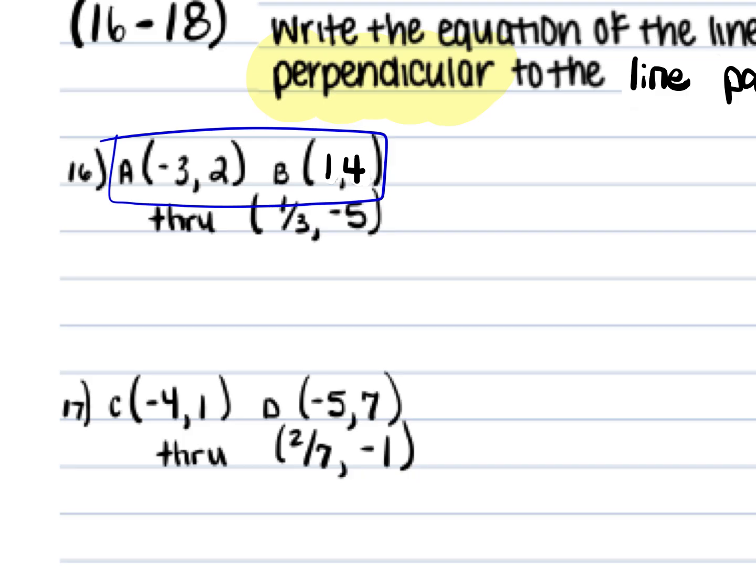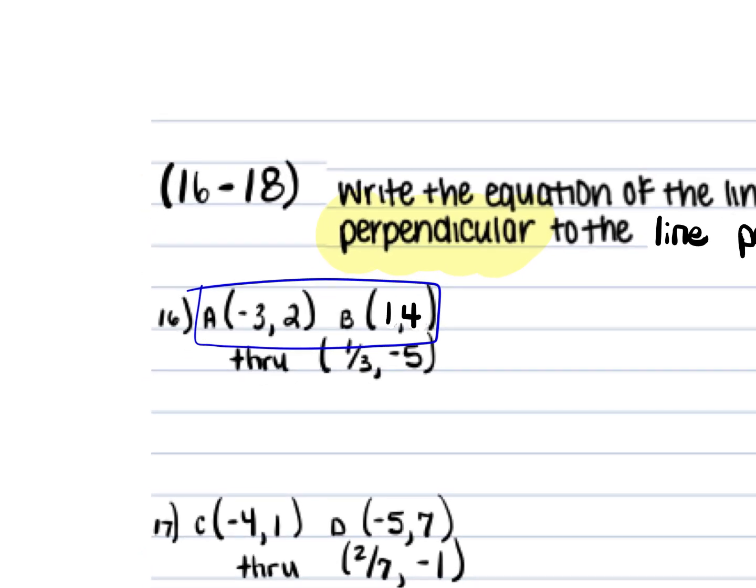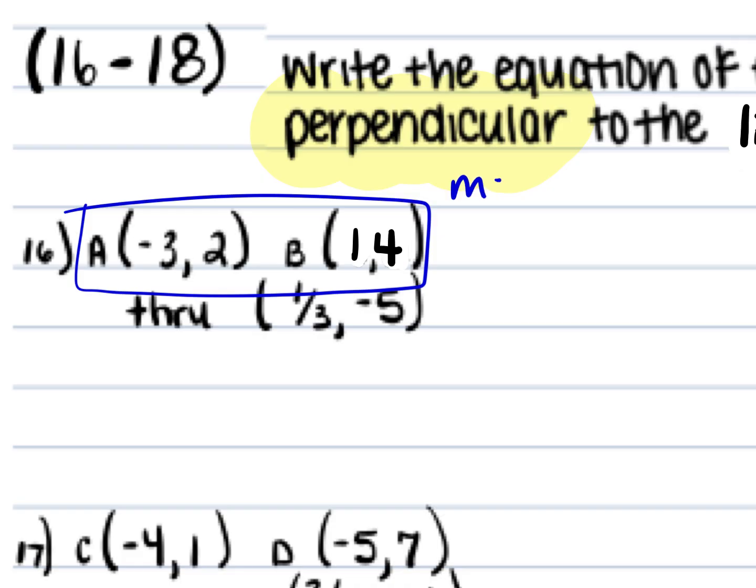What did we use the equation to find in the last question? The slope. So that's exactly what we're going to do first here. We want to use the 2 points to find the slope. So here we have to use our slope formula. Our slope formula is y2 minus y1 over x2 minus x1. So I have x1, y1, x2, y2. I'm going to label my points before I plug them in. So when I plug it in, I have 4 minus 2 over 1 minus negative 3.